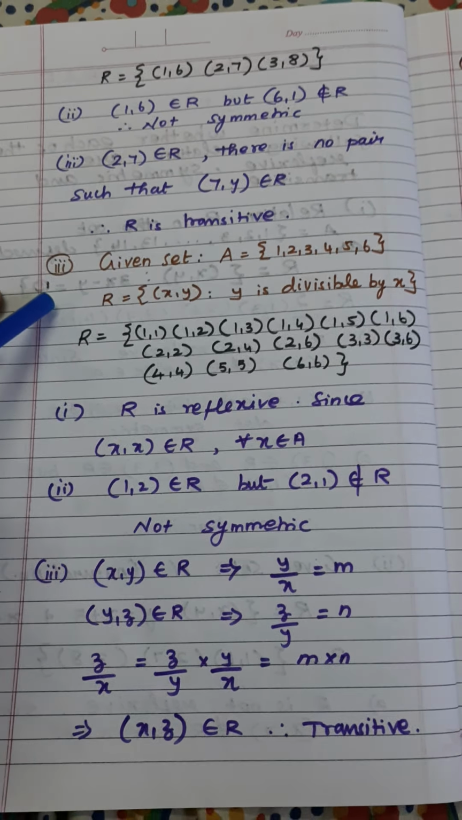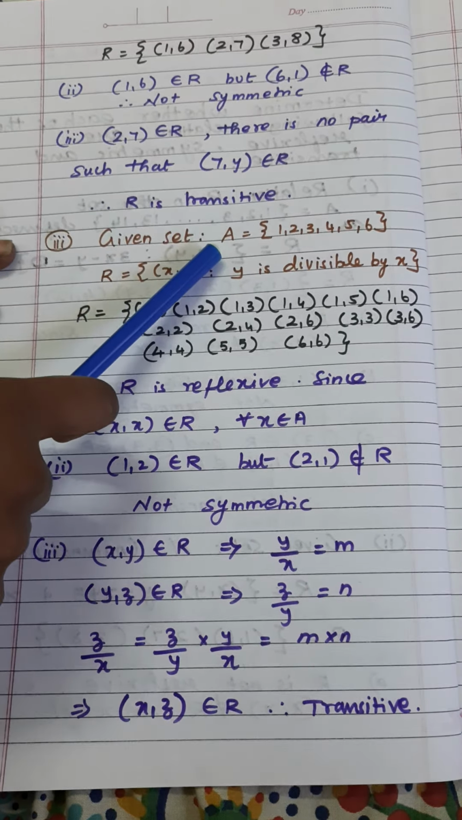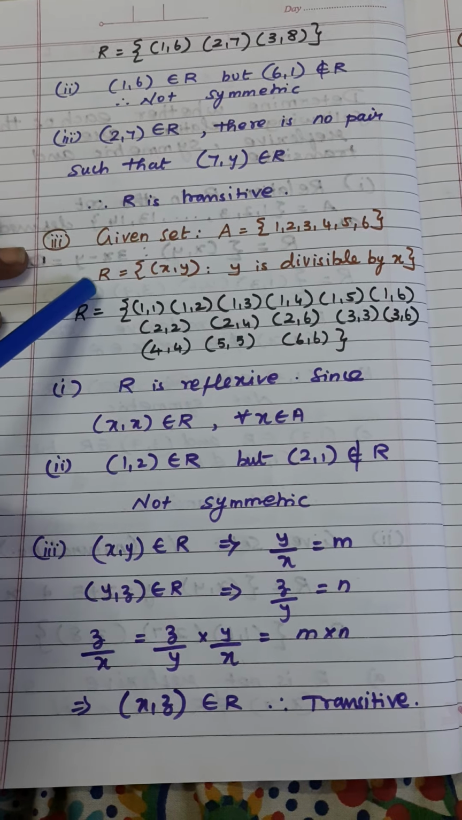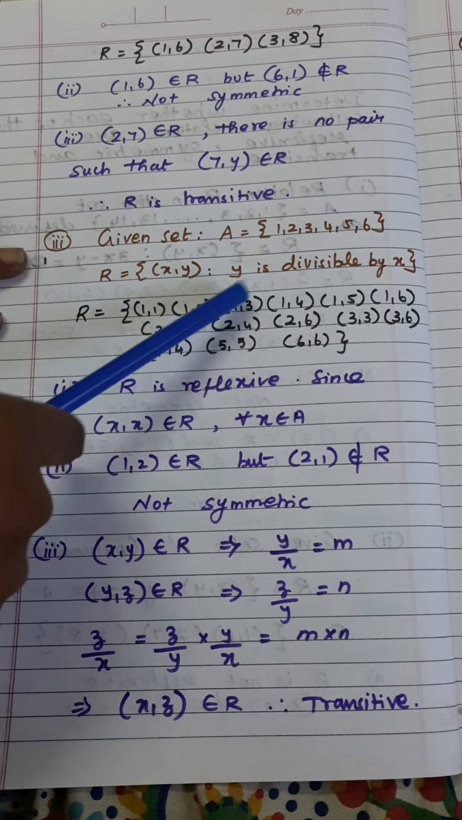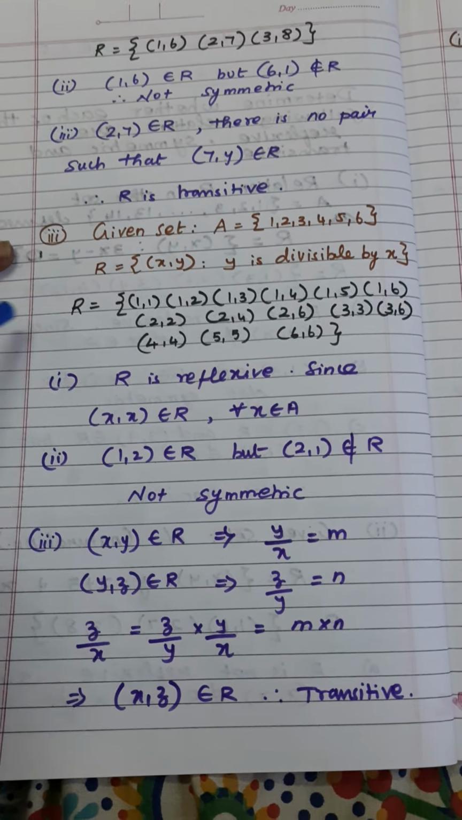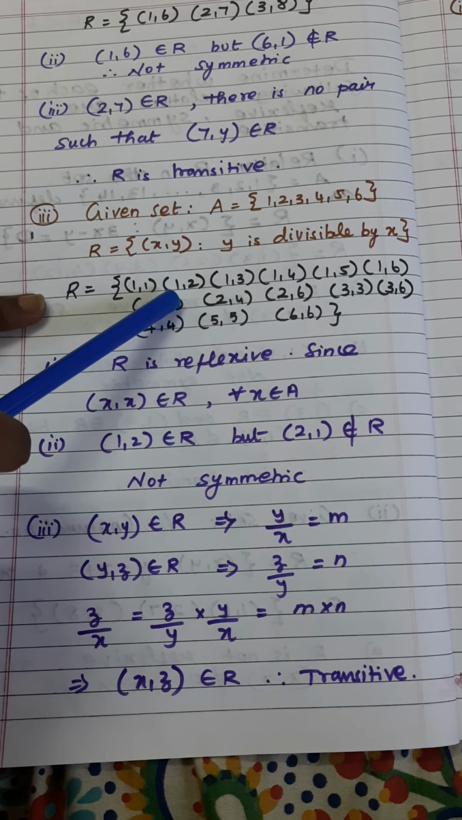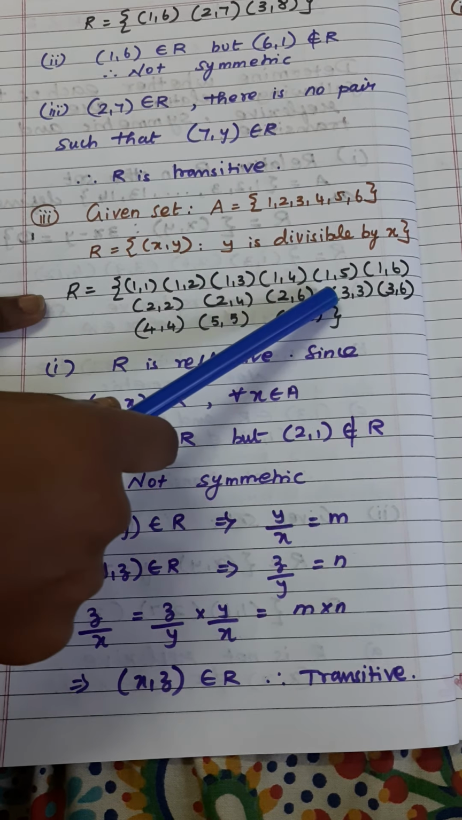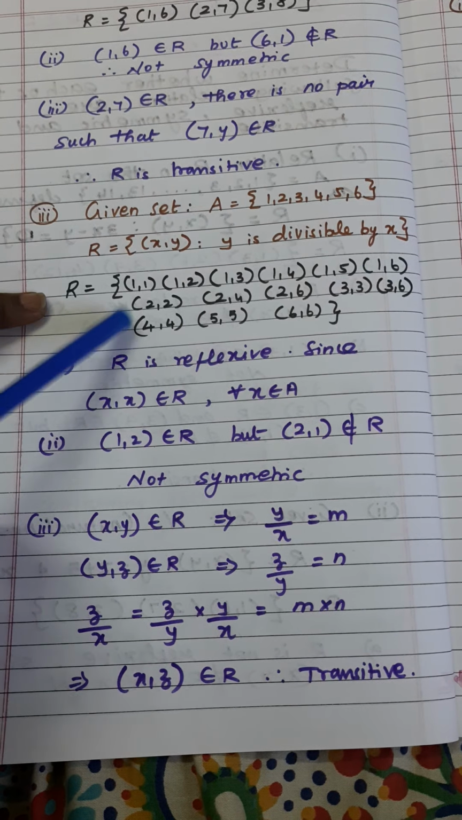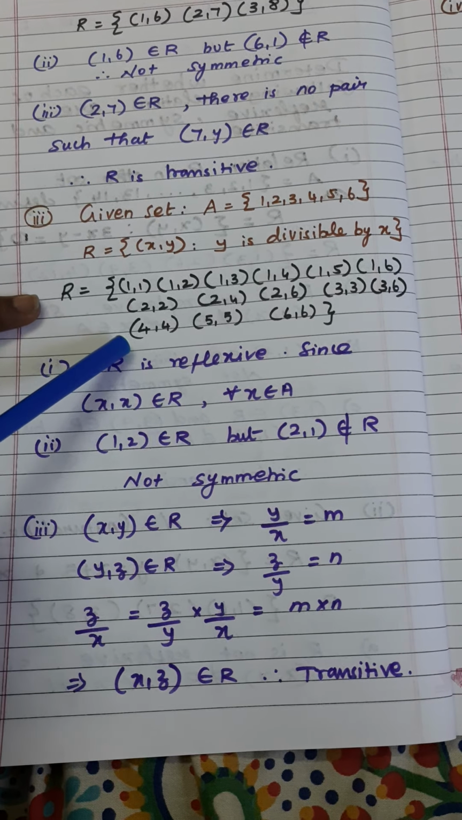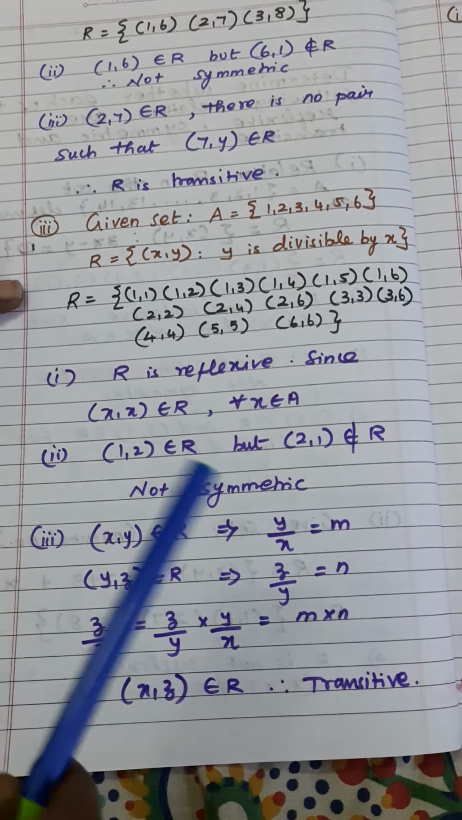Now subdivision 3, the given set is A = {1, 2, 3, 4, 5, 6} and the relation is R = {(x, y) : y is divisible by x}. Now write the respective elements in the relation: (1, 1), (1, 2), (1, 3), (1, 4), (1, 5), (1, 6), then (2, 2), (2, 4), (2, 6), (3, 3), (3, 6), (4, 4), (5, 5), (6, 6).